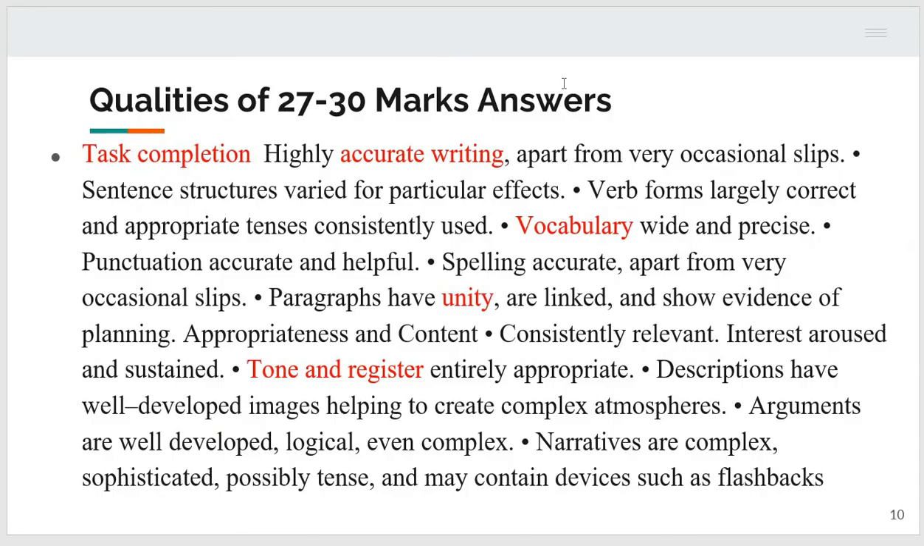Some qualities of 27 to 30 marks answers. Task completion. Those three tasks must be completed. Your language must be accurate. Accurate means spellings should be accurate, tenses should be accurate. If you use some idiomatic expression, they must be accurate. Information, references, they must be accurate. Vocabulary. Use variety of vocabulary and a unity of ideas. They should revolve around the single topic.